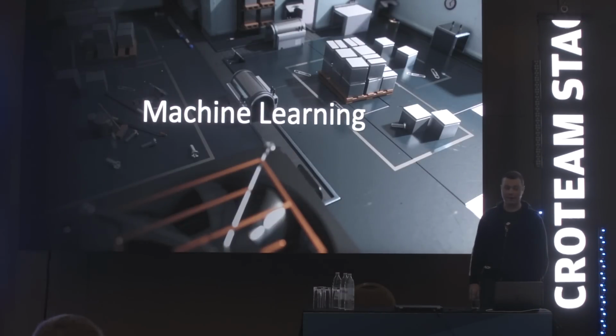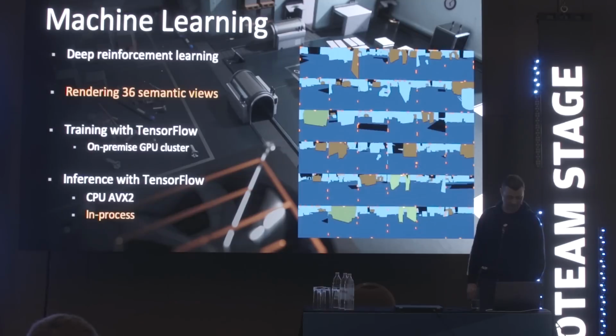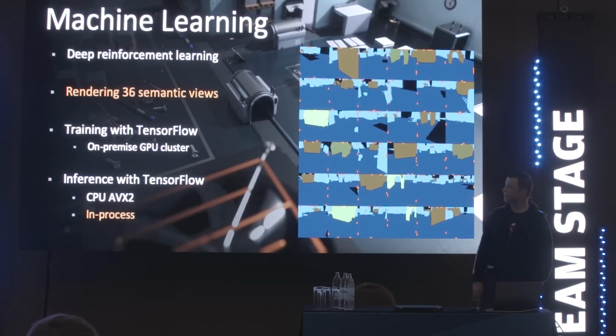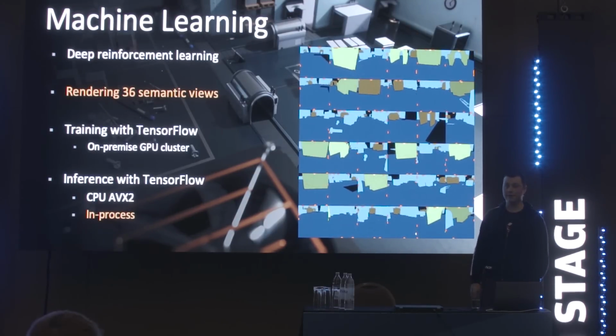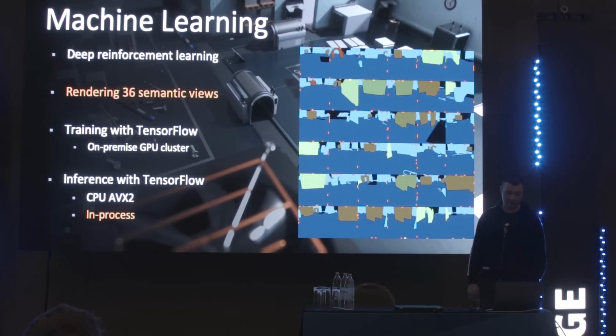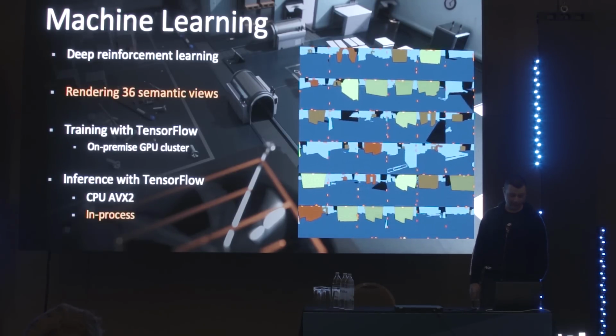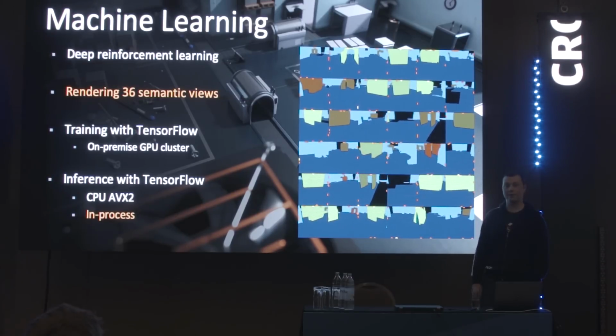I also wanted to briefly cover some of the machine learning that we have in Halcyon. Pika uses deep reinforcement learning, trained with Halcyon rendering 36 semantic views. The training is performed with TensorFlow and our on-premise GPU cluster. The Pika demo did in-process inference with TensorFlow using AVX2 on the CPU.